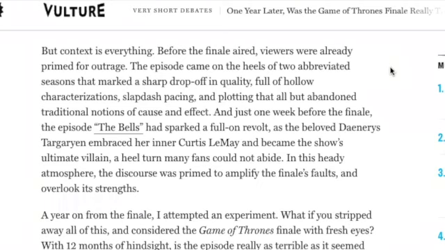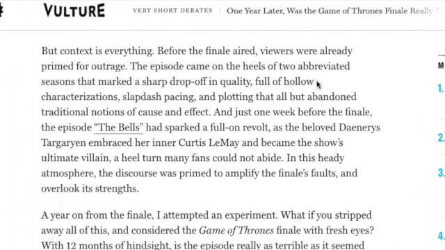Before the finale aired, viewers were already primed for outrage. The episode came on the heels of 2 abbreviated seasons that marked a sharp drop-off in quality, full of hollow characterizations, slapdash pacing, and plotting that all but abandoned traditional notions of cause and effect. So that big old mega sentence there is just talking about before the last show, before the very ending, people already were angry with the show because it had dropped in quality. That's what all these little examples are.